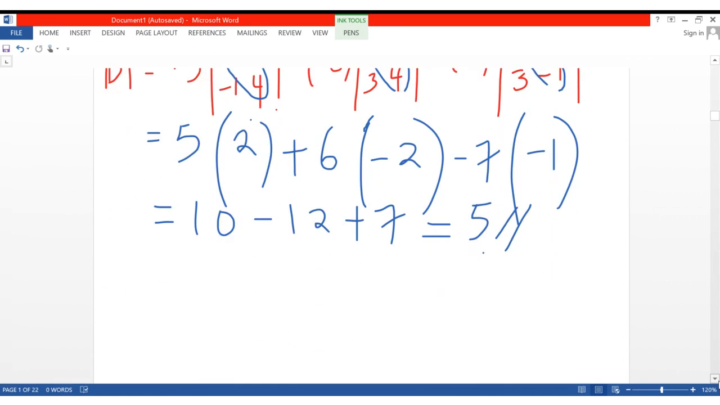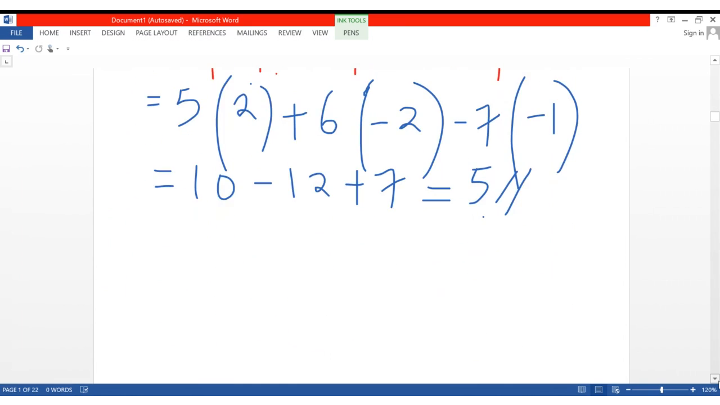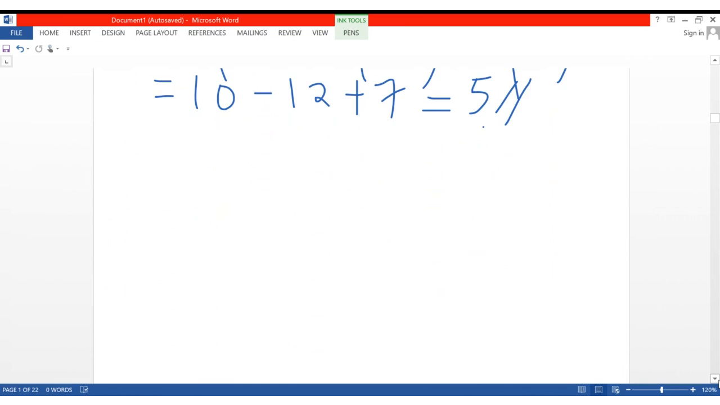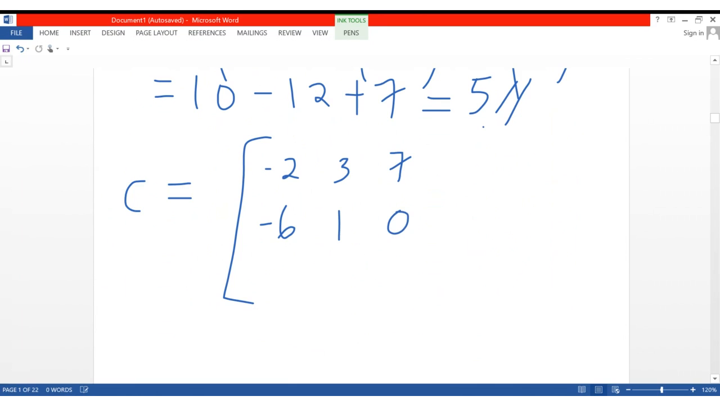Final example. Let's say we are given this matrix: negative 2, 3, 7, negative 6, 1, 0, 8, we have negative 8, then negative 1, then let's say 4.